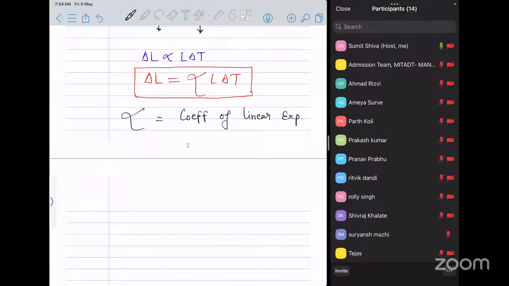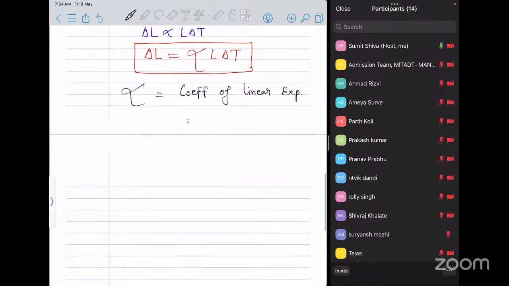Yes, any doubt? Okay. So you must know what is delta L, what is alpha, what is L, and what is delta T. Let me recap it again. L is the original length of the material or rod, and alpha is the coefficient of linear expansion, which will be a constant value for the material. If you change the material, the value of alpha will change. Alpha is also connected with temperature, but we are not going into that detail. That will not be the question there. But alpha is dependent on temperature as well as on nature.